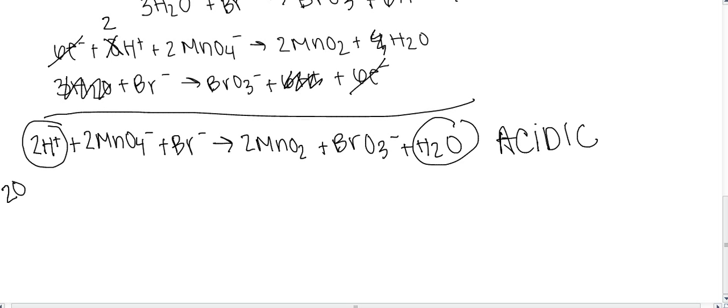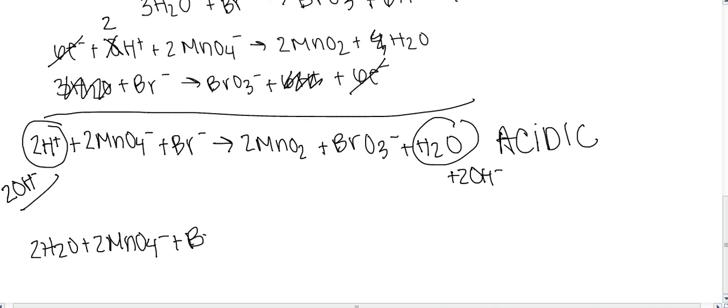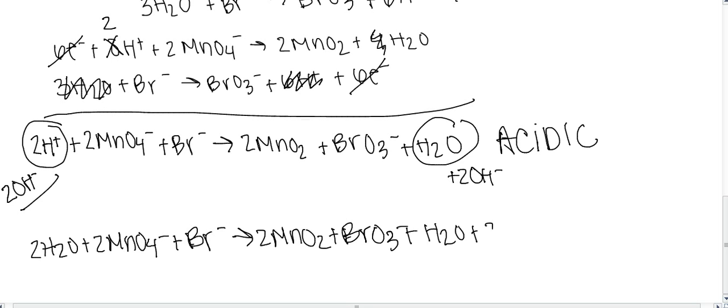So I'm going to add 2 OH- to this side, and whatever I add to the left, I must add to the right. So I'm going to add 2 OH- and rewrite that down here. So these two together will make 2H2O plus 2MnO4- plus Br- reacts to make 2MnO2 plus BrO3- plus H2O plus 2OH-. Now we know that this is a basic solution because we have OH- and H2O only left over.